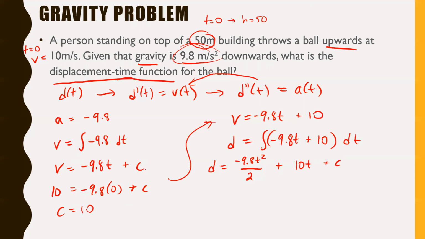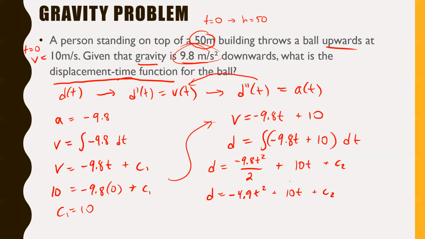If that really bothers you, you can call the first one c1, and you can call this next one c2. Maybe that's what I'll do, just so I'm not being inconsistent here. Anyway, first of all, I'll clean this up a little bit. d is going to equal negative 9.8 divided by 2. I believe that's negative 4.9. Yeah, negative 4.9 t squared plus 10t plus c2.